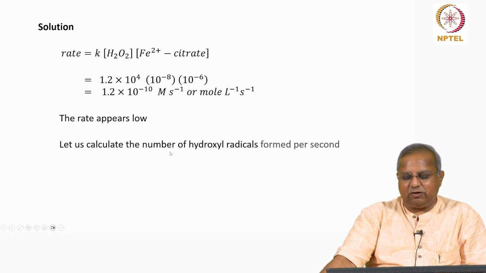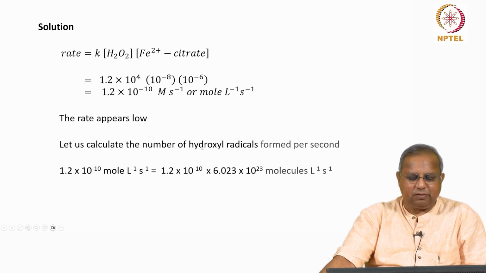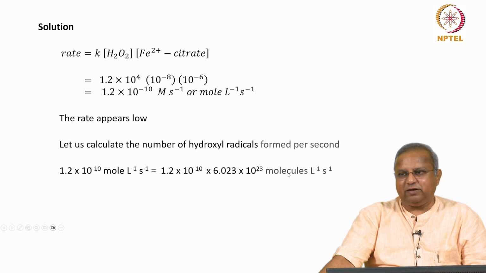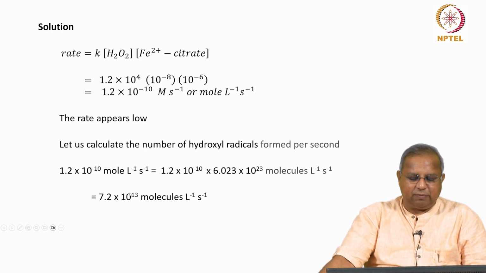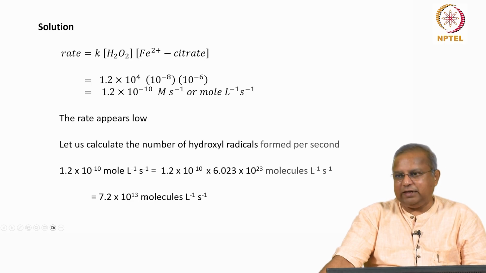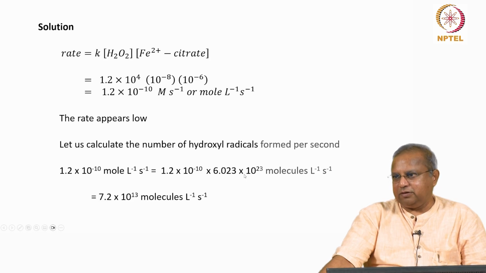Let's calculate the number of hydroxyl molecules formed per second, which is what has been asked in the problem. So, 1.2 into 10 power minus 10 molar per second is so many molecules per second. A mole contains an Avogadro number of molecules. Therefore, you multiply it by the Avogadro number, 6.023 into 10 power 23, to convert it into molecules per liter per second. This number happens to be 7.2 into 10 power 13 molecules per liter per second. So far so good.